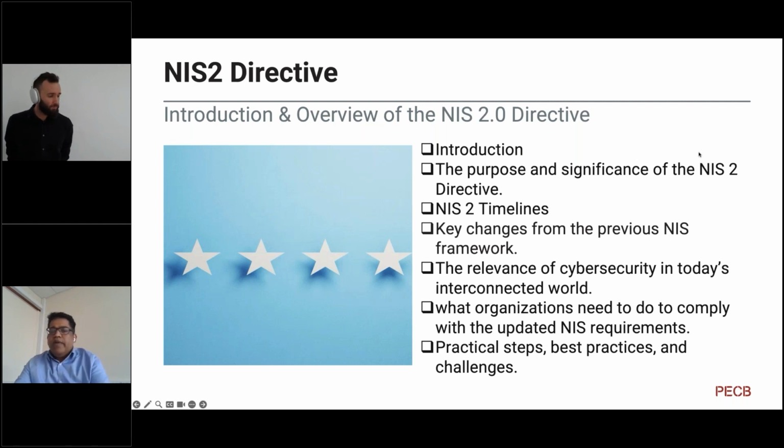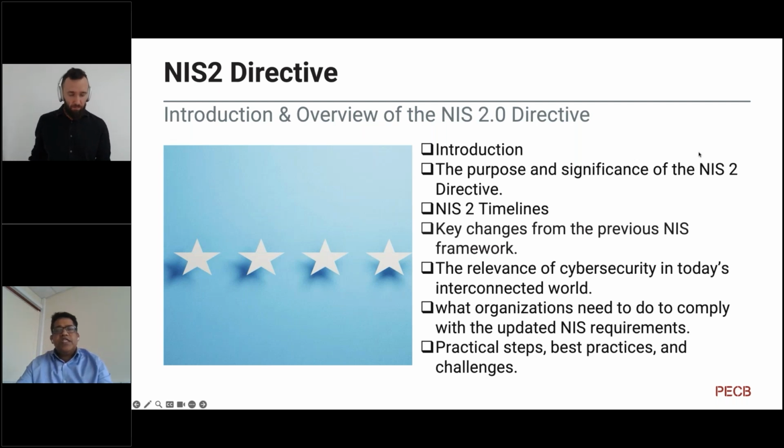So in brief, we will be discussing what the NIS2 directive is. We'll look at the introduction part of it, the purpose and the significance of the NIS2 directive, the timelines, the history of NIS in general, then the key changes from the previous framework, which was NIS-D, the relevance of cybersecurity in today's interconnected world, and what organizations need to do to comply with the updated NIS requirements. It's very important to understand which organizations fit into the NIS2 directive, and then we'll look at the practical steps, the best practices and challenges. It will be our best effort to discuss this in the very short time we have. So we can go to the next one, Chris, please.